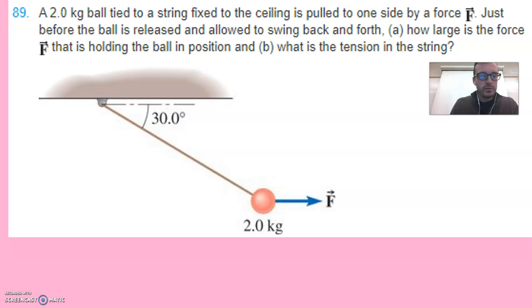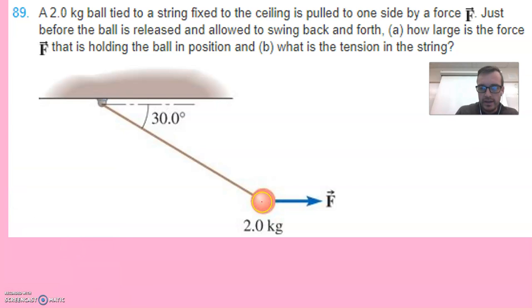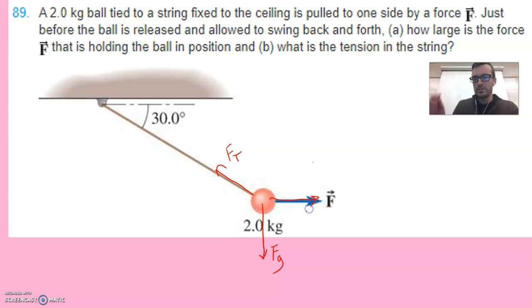We got a ball tied to a string. The first thing we always want to do whenever we're dealing with a problem with forces is draw a free body diagram, or our FBD. So we got FG down. We're going to have FT over this way, and we're going to have some holding force, just something tied to the wall or something like that.